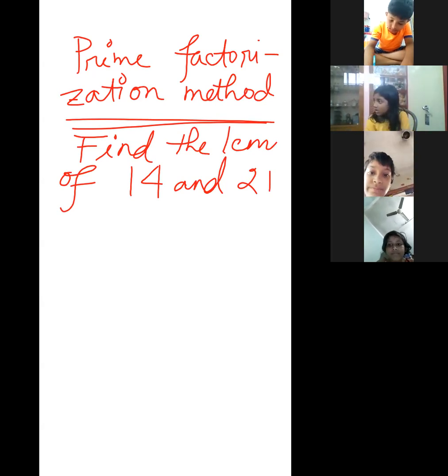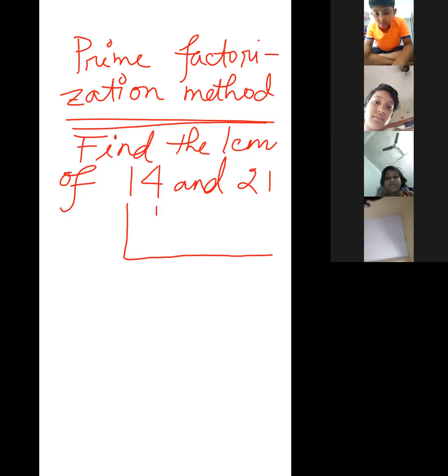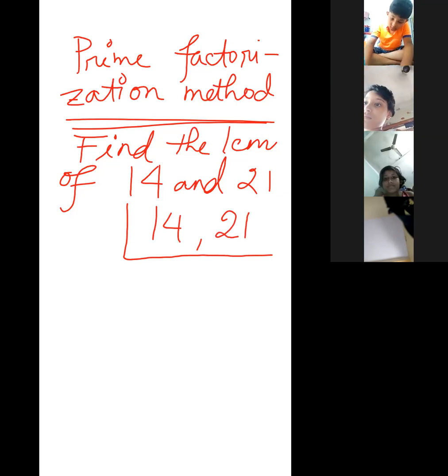Sharanya, are you writing or not? 14 and 21. Put a comma and make the stairs. Already you know the prime factorization method, by making the stairs one by one. I explained this in class now.